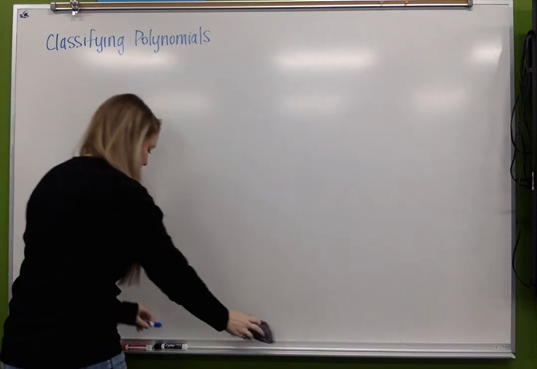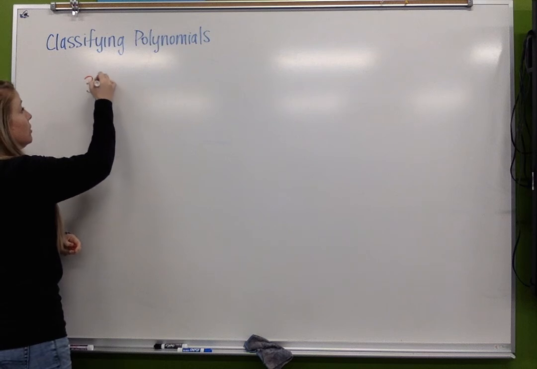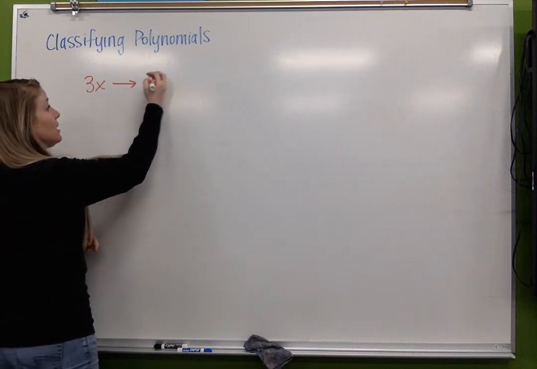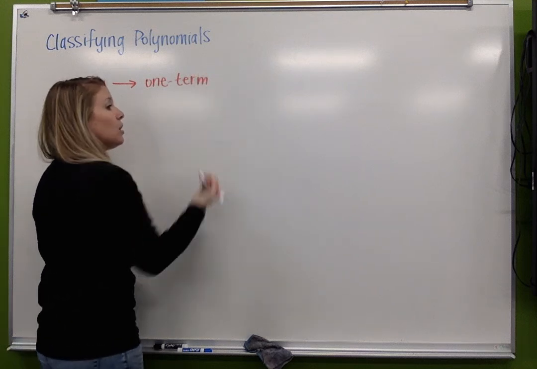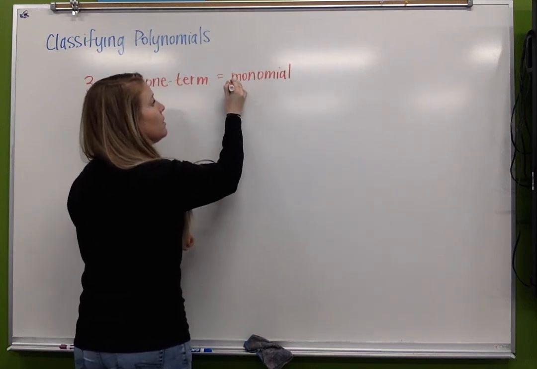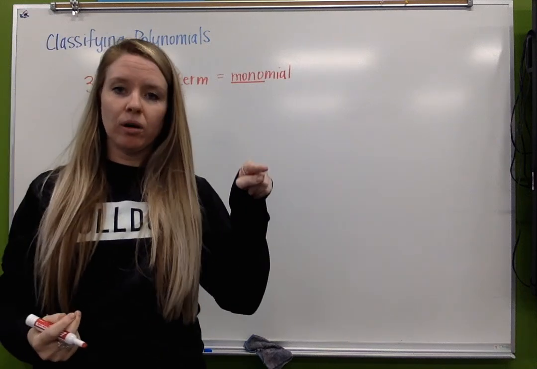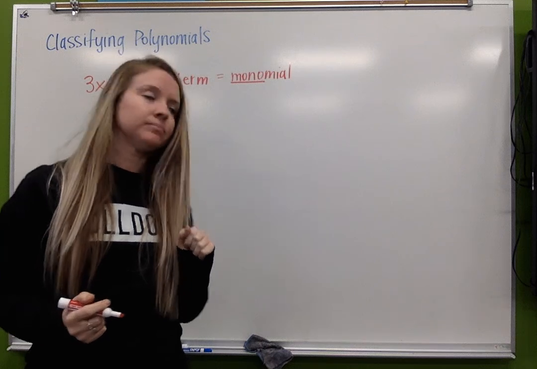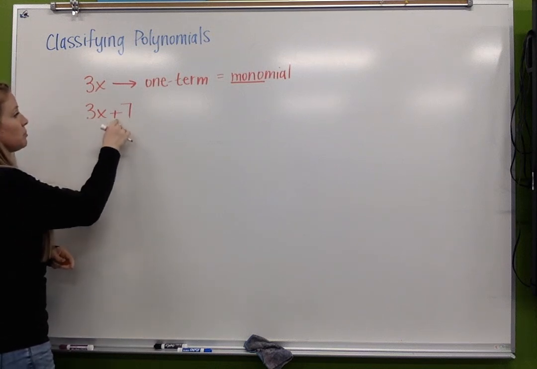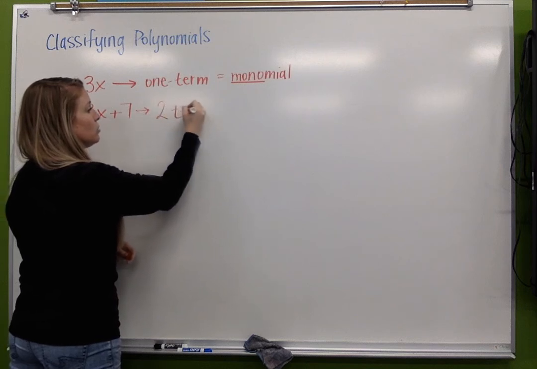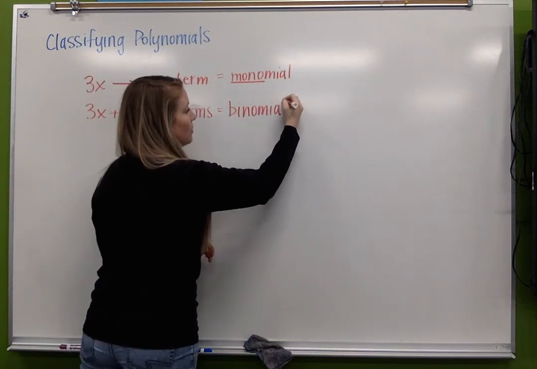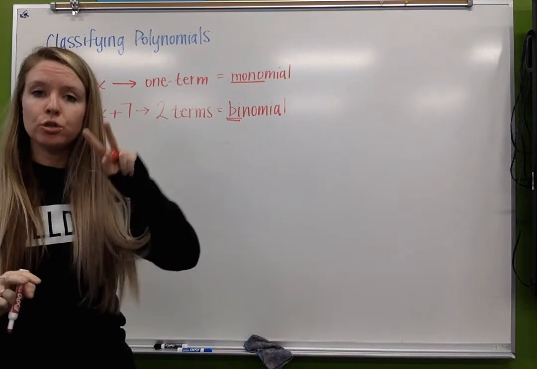So let's start out pretty simple here. If we have 3x, and that is my only term of my polynomial, that is one term. We classify that as a monomial. The mono portion there means one, nomial, term. Monomial, one term. If we have 3x plus 7, here we have two terms, and we classify that as a binomial. So the bi here means two terms.